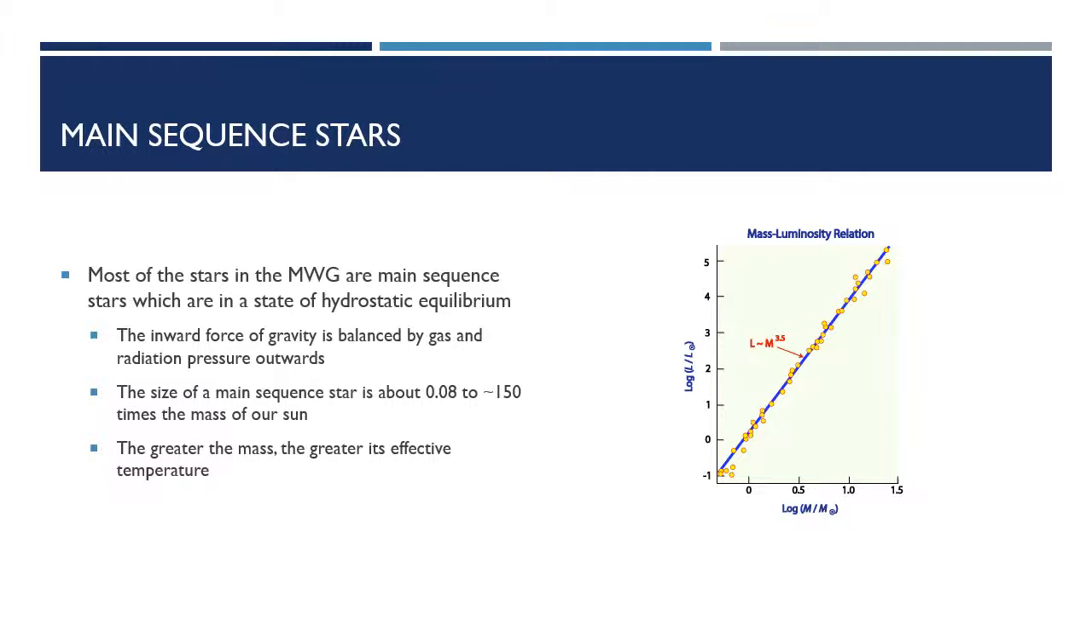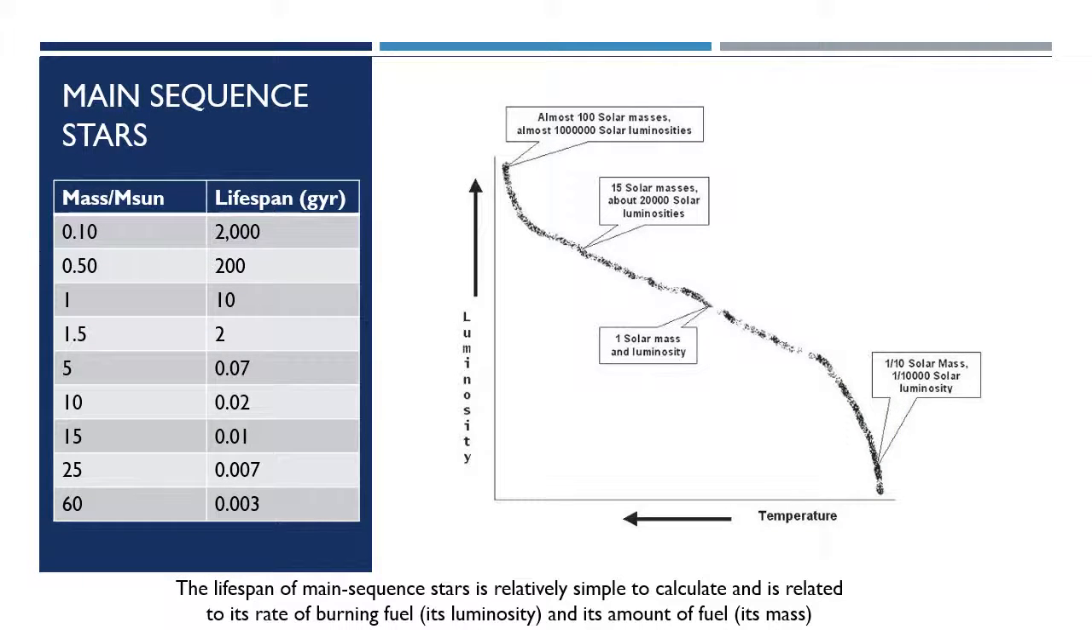There's a nice relationship between the mass and the luminosity. That's going to be important in terms of calculating the lifespan of these stars. It's pretty simple. There's a little thing I wrote at the bottom. The lifespan is just the rate of burning fuel, which is related to its luminosity, compared to the amount of fuel, which is its mass. If you go back, you can see the mass and luminosity relationship, and from there, you can really just calculate the lifespan of different stars.